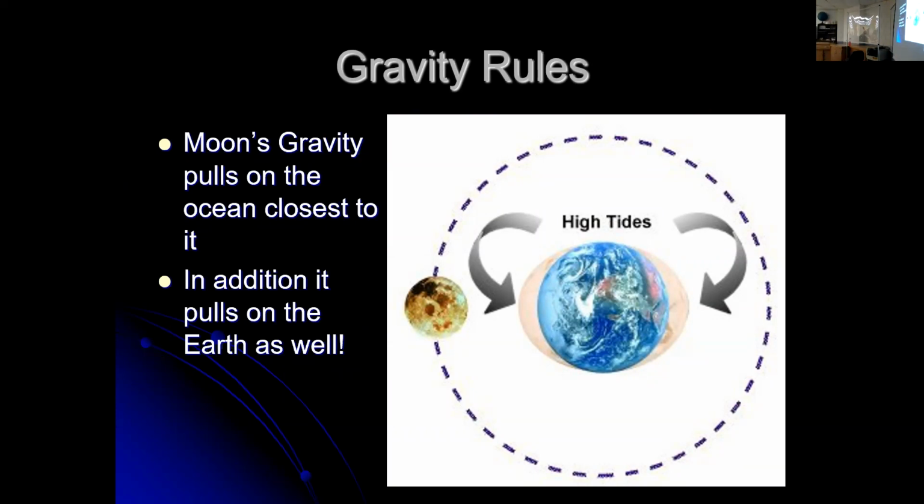So when this gravity affects the earth, it doesn't just affect the oceans. It actually pulls on the earth as well. Did you know you even have tides in the Great Lakes? Any large bodies of water will display tides. The smaller bodies of water, you just can't see it as well because there's not a big enough bulge like there is in an ocean.